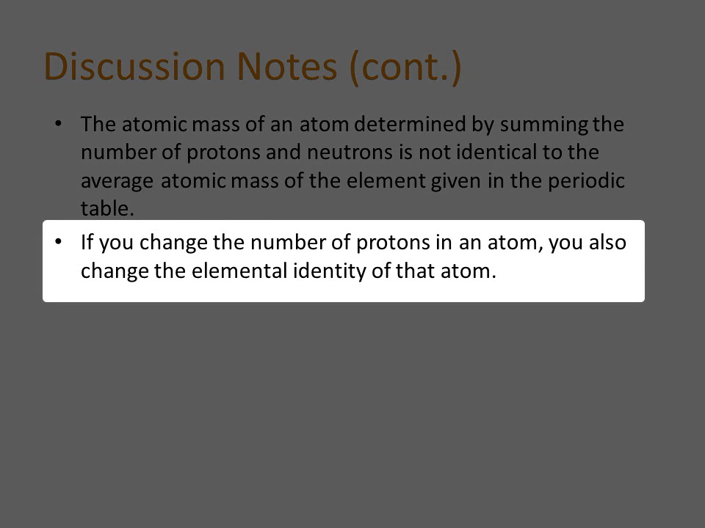If you change the number of protons in an atom, you also change the elemental identity of that atom. For example, if you could somehow add a proton to the nucleus of a carbon atom so that it went from 6 protons to 7 protons, you would no longer have a carbon atom, but a nitrogen atom. Thus, if you know the number of protons in an atom, you can also figure out its identity.